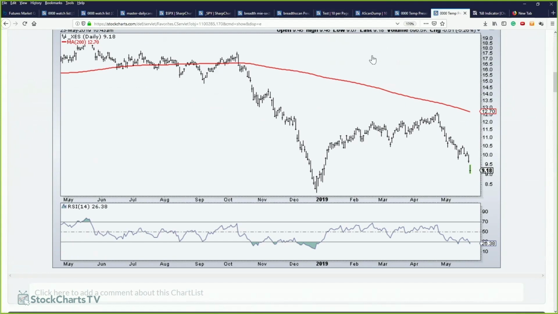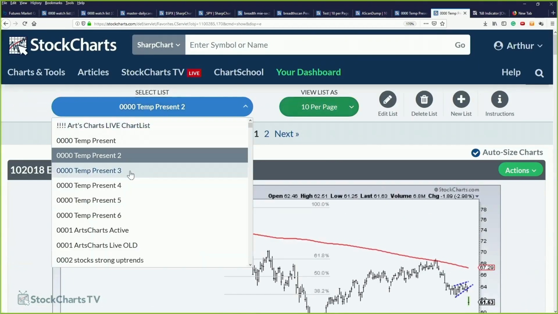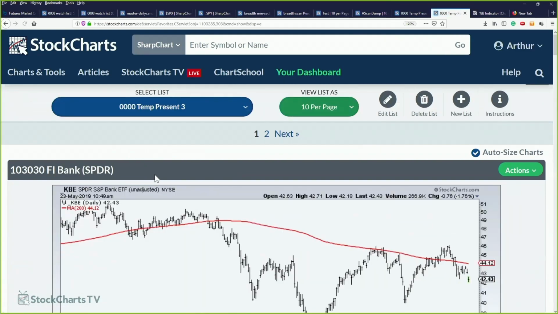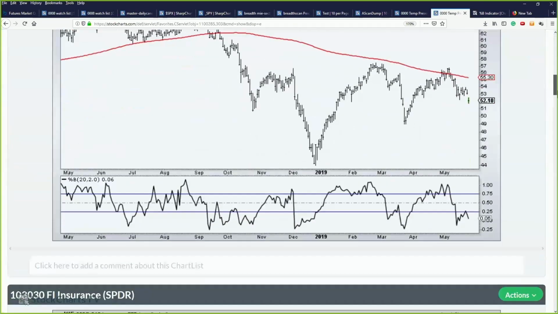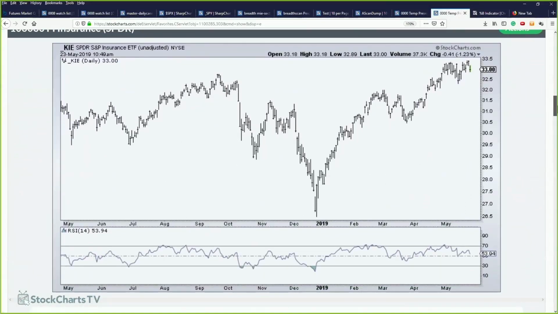All right, so next I want to look in on the banks because the banks are not looking very good. The finance sector is doing okay because you've got a lot of strength in the insurance group. All right, KIE is hitting new highs. It's down today, but it hit a new high yesterday, as you can see there.